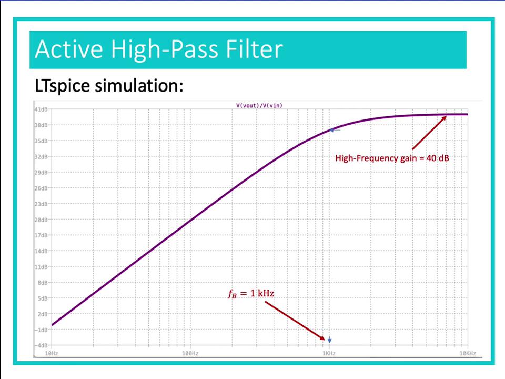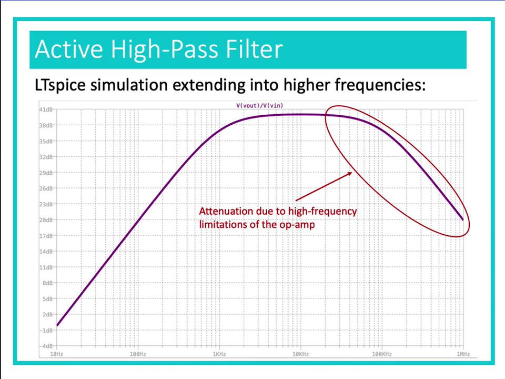There is, however, one problem with this circuit. You'll notice that I didn't go very far into the high frequency realm, and there's a reason for that. If I were to extend this simulation up above 10 kilohertz, and actually I'm going to extend it out to 1 megahertz, something happens, and this is why we can't always use active filters, especially at high frequencies. When we extend it, the gain rolls off, and it rolls off pretty quickly after 10 kilohertz. It drops pretty dramatically. And that is that high frequency limitation of the op-amp.